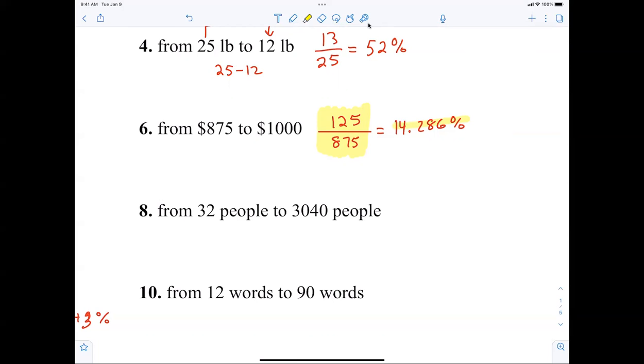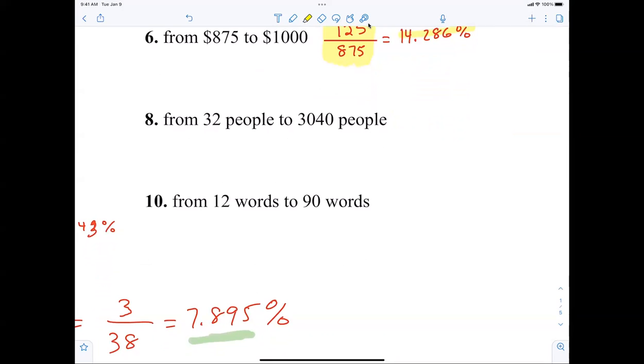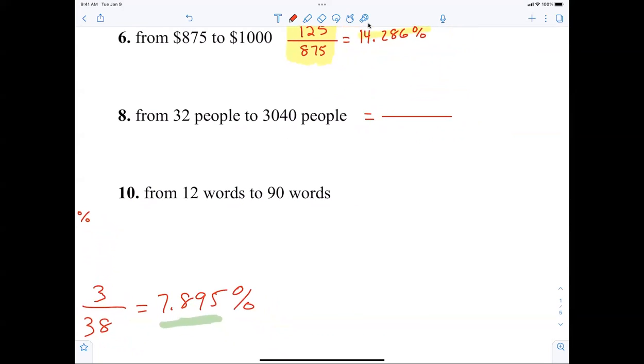All right. Now, Mr. Cappy, number 8. So 32 people to 3,040. So that would be 3,008 people, and then divide that by 32. Good.